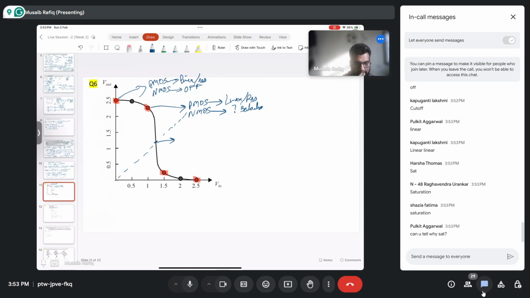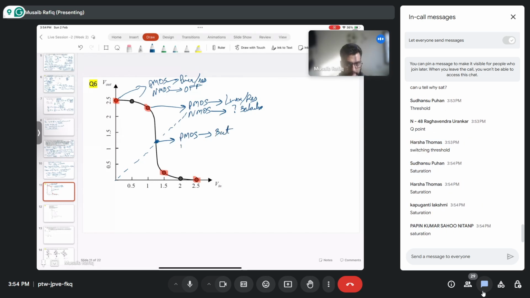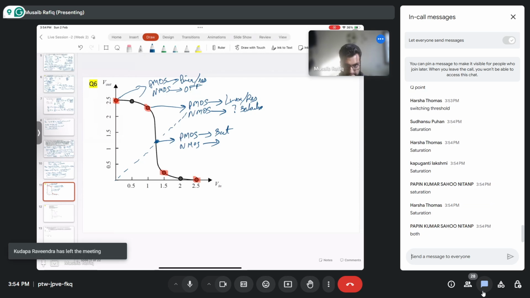We will have one more point here where V0 equal to Vi. What is this point called? Threshold point or tripping point of the inverter. And what are the regions of operation for PMOS here? And NMOS? Yes, both are in saturation.